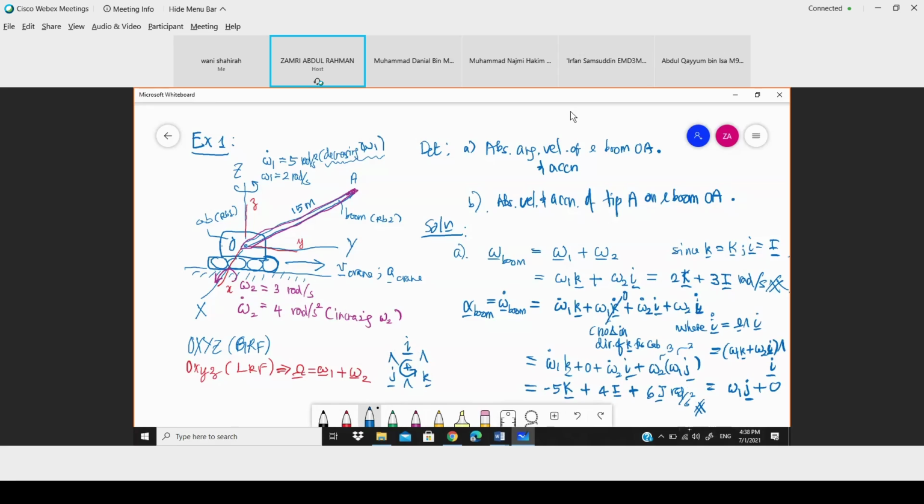That is the absolute angular acceleration of the boom. Right? Okay, now let us move on to part B. Any question?